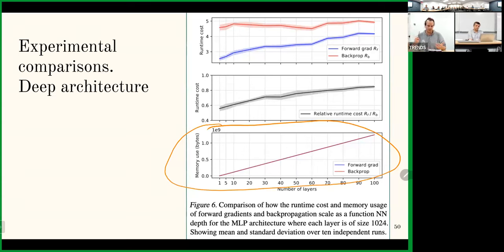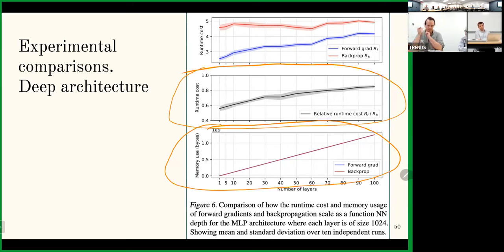On one hand, it is good because you can obtain your results faster using the same amount of memory. On the other hand, it's bad because you will still be out of memory from that to that. And the second kind of result I'm showing here is this graph. It is showing us the evolution of relative runtime cost with increasing complexity. So this line is below one, which means that forward gradient stays faster compared to backpropagation gradient in this whole range of layers.